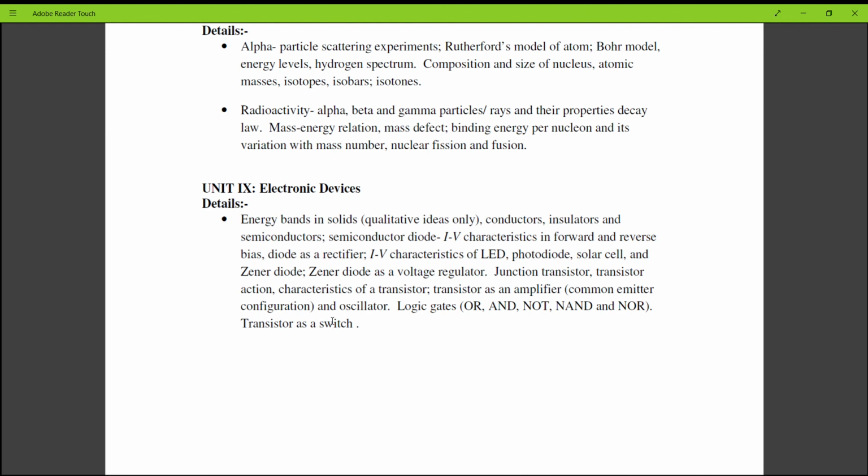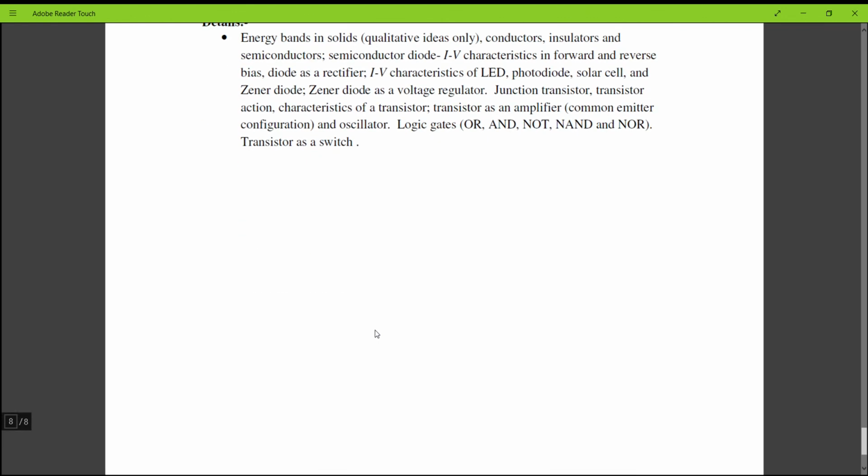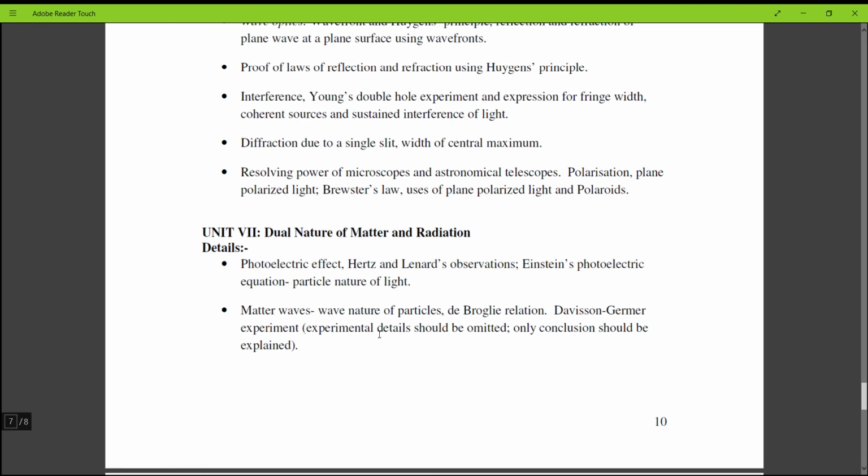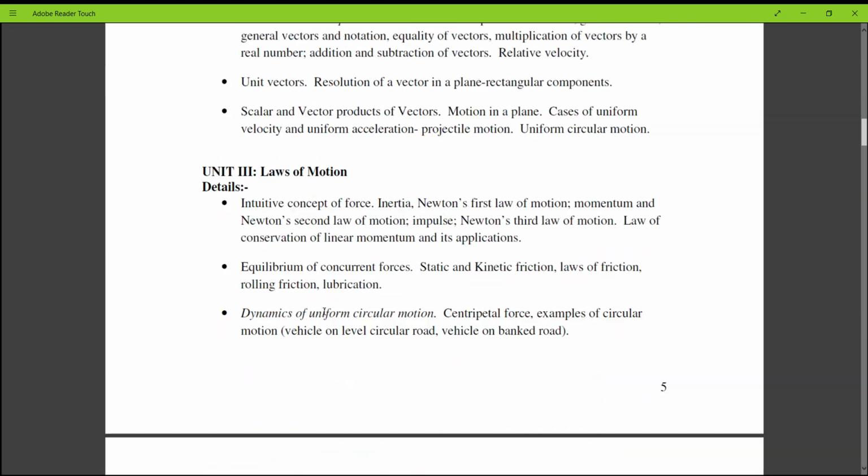Transistor as a switch. So this was the syllabus of 12th class. So we have seen the syllabus of 11th class and syllabus of 12th class. Total 10 units are there in 11th class and total 9 units are in class 12. So total of 19 units are there in the physics syllabus for NEET.